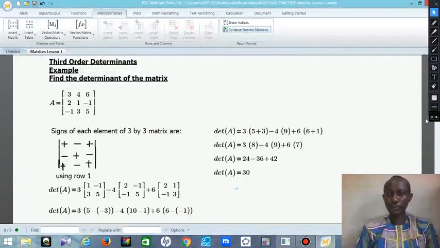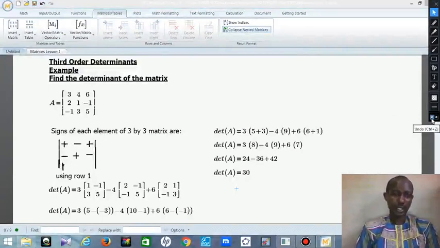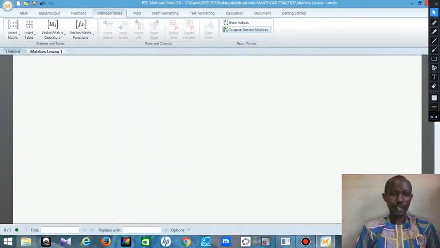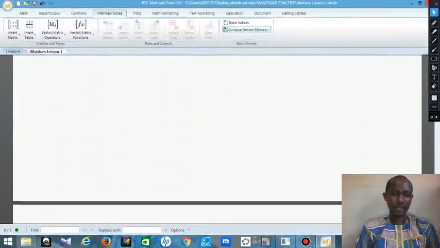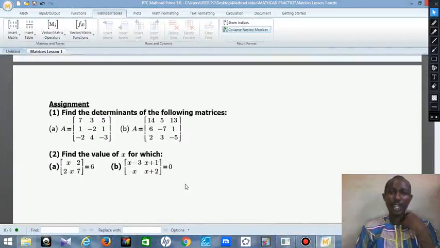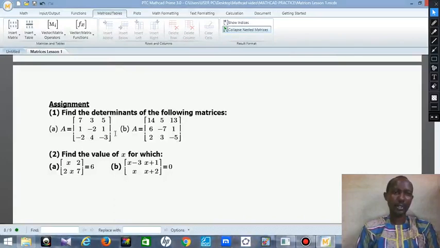So before we go, let's see this assignment for more practice, so that you can practice it and follow what we are doing. Okay, I have this assignment for you. You can revise it, and it's not a difficult one. Just apply your skill. These are 3 by 3 determinants. Pick any row, any column, you will get the same answer. Take note of that. Any row or any column will give you the same answer.